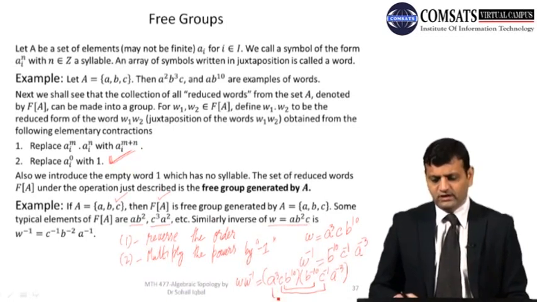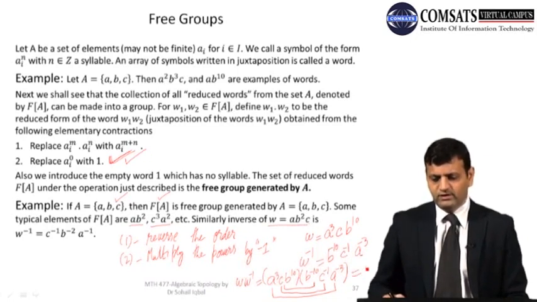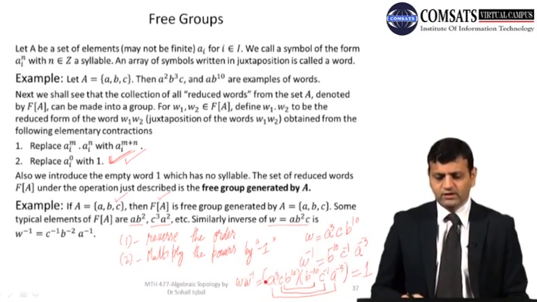And in the next and final step, a raised to power 3 multiplied by a raised to power minus 3, and the result will be a raised to power 0, which again by this result is 1. So the end result will be 1. Similarly, we can also show that w inverse times w is identity.